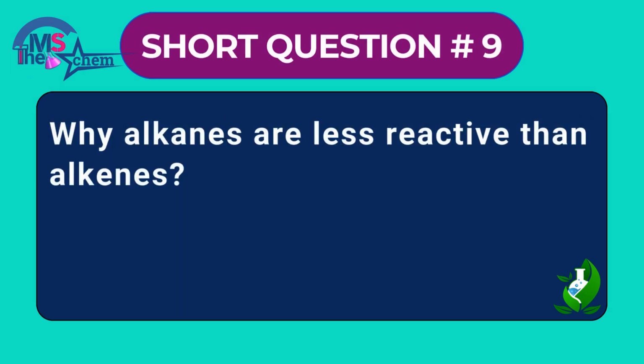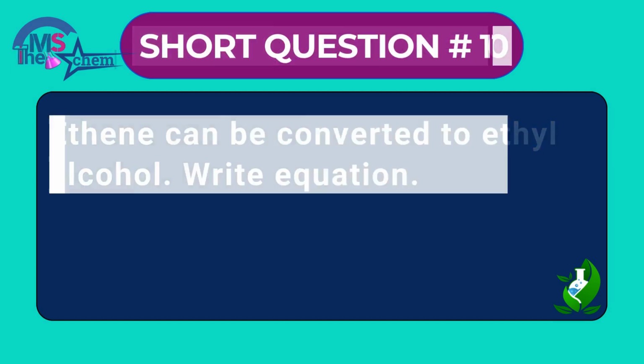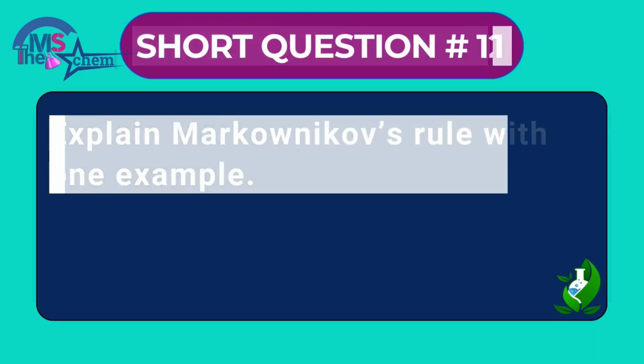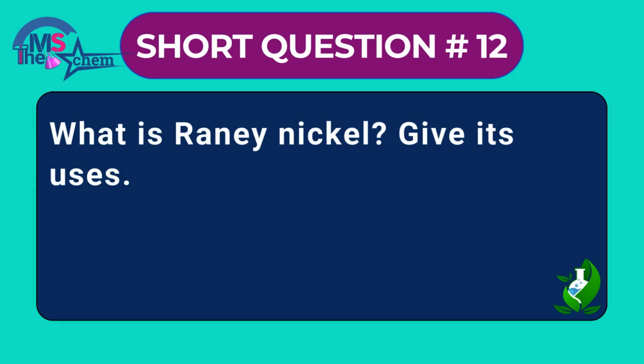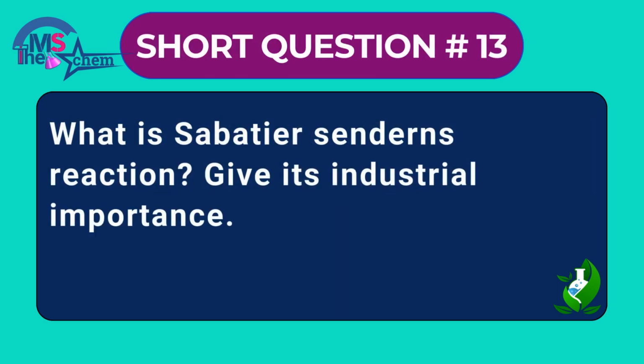And question number 9: why alkanes are less reactive than alkenes. And question 10: how ethene can be converted to ethyl alcohol. Write the equation. 11 is: explain Markovnikov's rule with one example. Question 12: what is Raney nickel? Give its uses. And question number 13: what is the Sabatier-Senderens reaction?